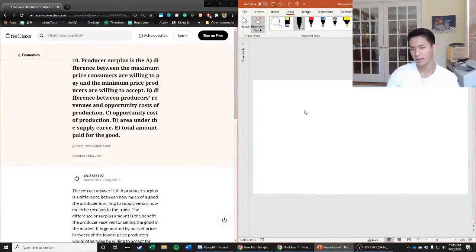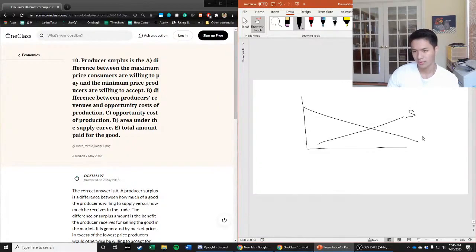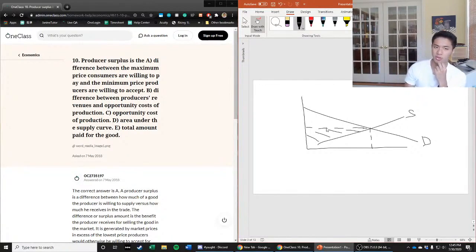So let's draw this out again. This is our demand, supply. This is our equilibrium. And what does producer surplus look like? It's going to be this triangle right here, the area between the price that consumers are paying and the price that producers are willing to accept, which is here. If we assume that supply is equal to marginal cost, right? So right here, this would be producer surplus.